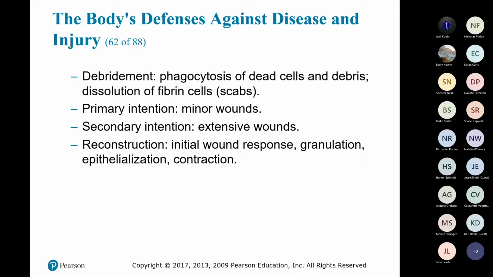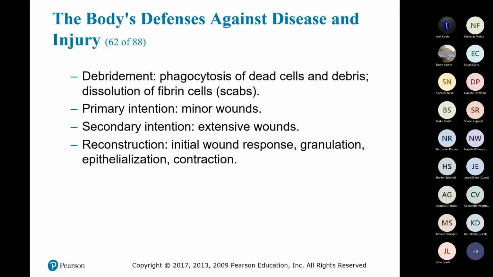That's when we get the initial wound response, the granulations, those cells start to break down, epithelialization, I try to say them fast, and then contraction. When we talk about initial wound response, we're talking about the sealing off the wound by a clot, contains a mesh of fibrin and generally platelets.